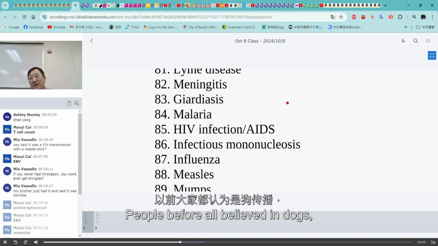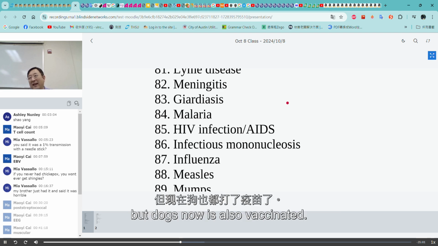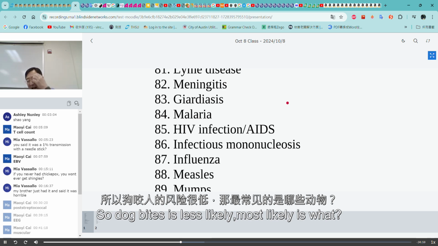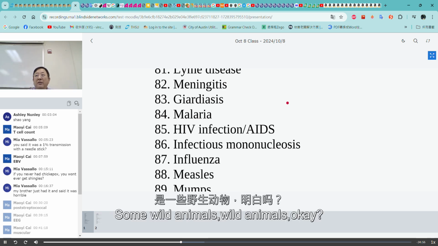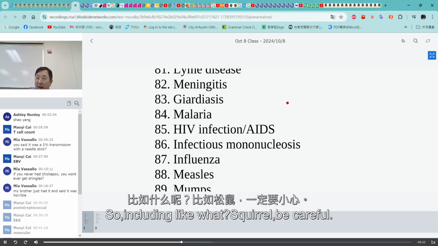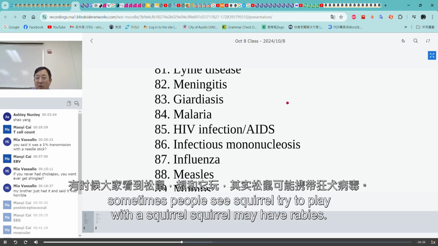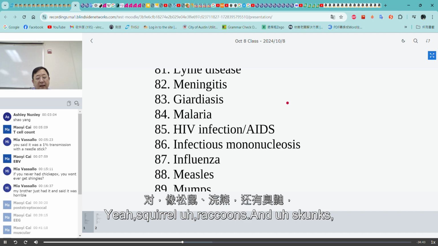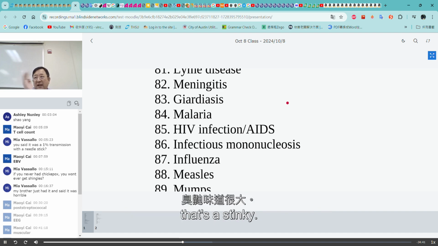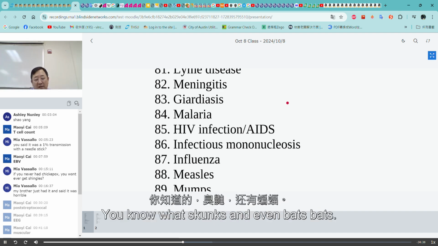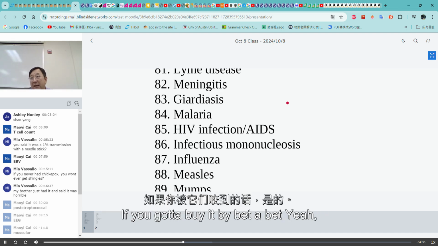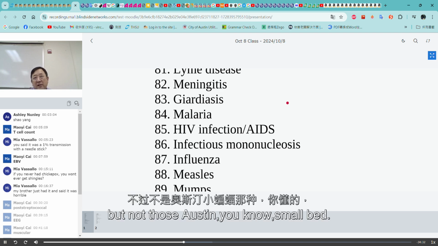People before all believed it's dogs, but dogs now are also vaccinated. So dog bites are less likely. Most likely is what? Some wild animals, okay? Including what? Squirrel, be careful. Sometimes people see a squirrel and try to play with it. A squirrel may have rabies. Squirrels, raccoons, and skunks, that's stinky, skunks, and even bats. If you got a bite by a bat, yeah, but not those small bats.